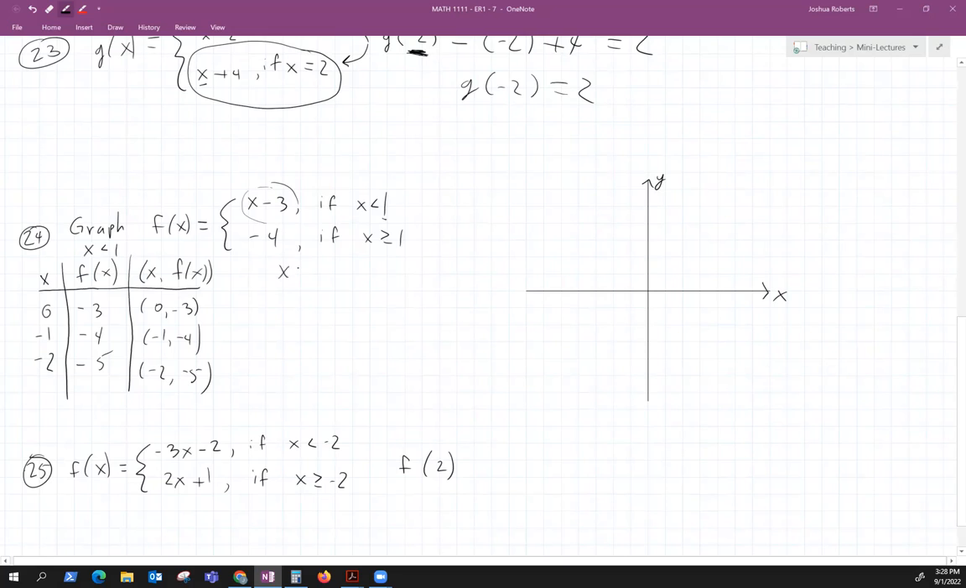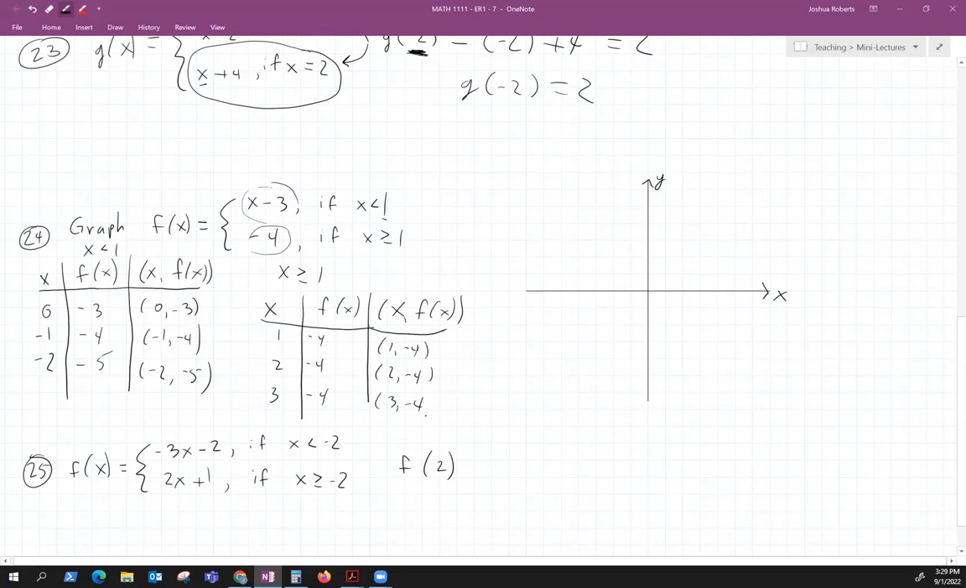If x is greater than or equal to 1, my table is going to look like this. I'll go 1, 2, 3, but this is constant, right? f of x is equal to the same thing. So this is -4, -4, -4. So the points that I will plot are going to be 1, -4, 2, -4, 3, -4. And now I'll just plot those points.